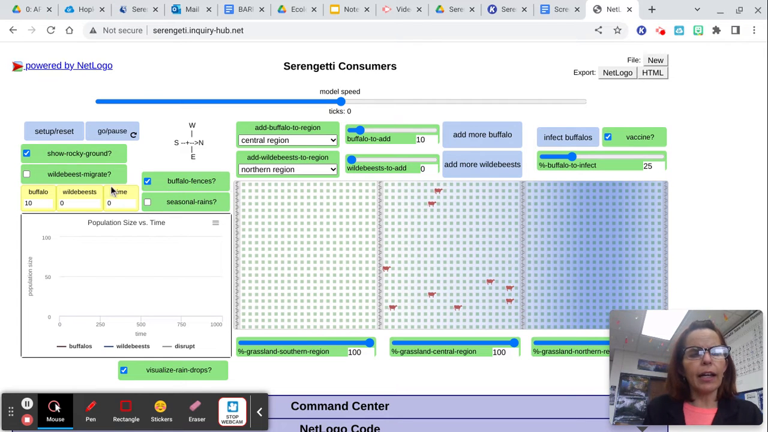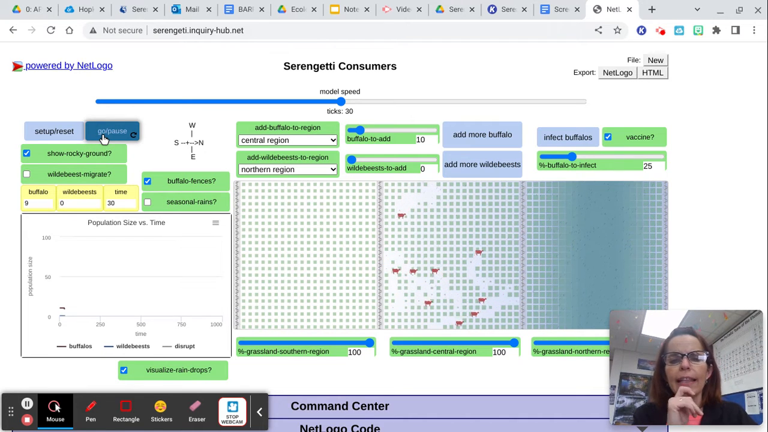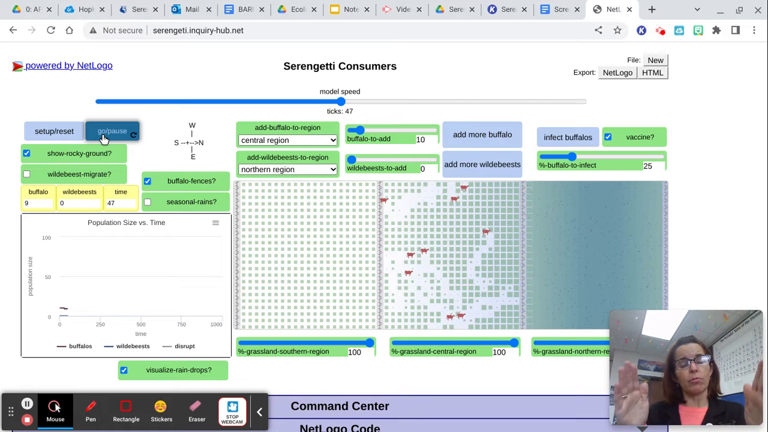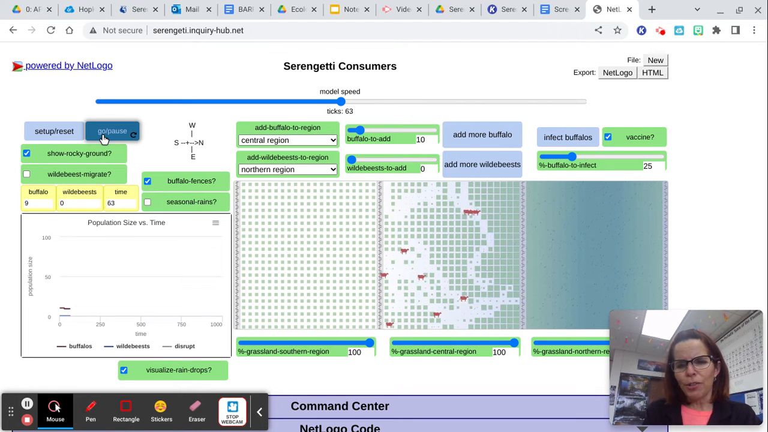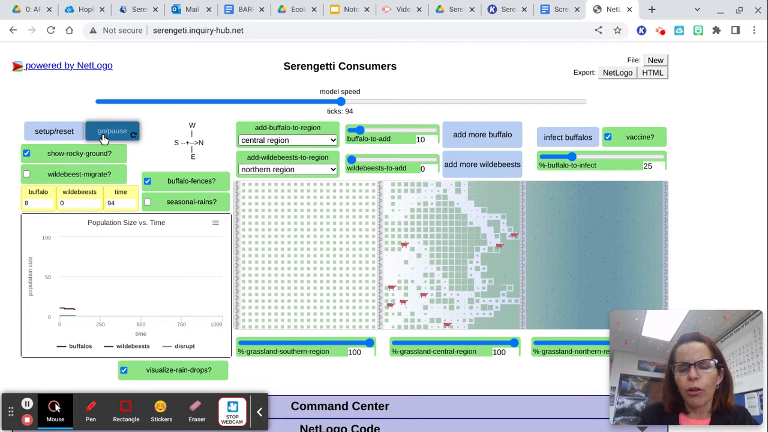So I'm going to go ahead and just hit go. You can see what it looks like with 10 buffalo. So we're watching 10 buffalo move around, and they're trapped by fences. So they're stuck in the central region. Notice in the northern region it's raining. And I'm giving them a few minutes.